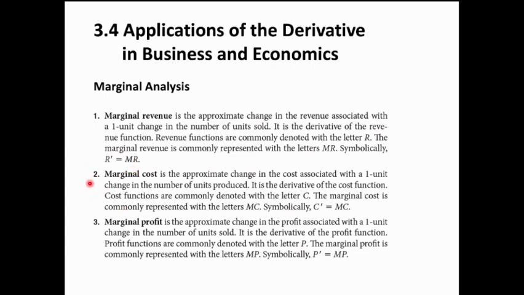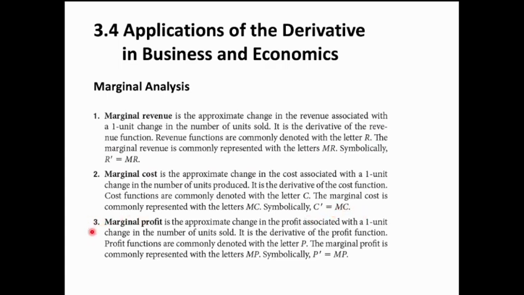The second item is marginal cost. And again, here's the official explanation that the author has provided. But to break it down very simply, the marginal cost measures the approximate cost change per unit produced. So it's the derivative of the cost function. And then here are the symbols that we're going to use, the notation. We have the derivative of the cost, or we could have MC for marginal cost.